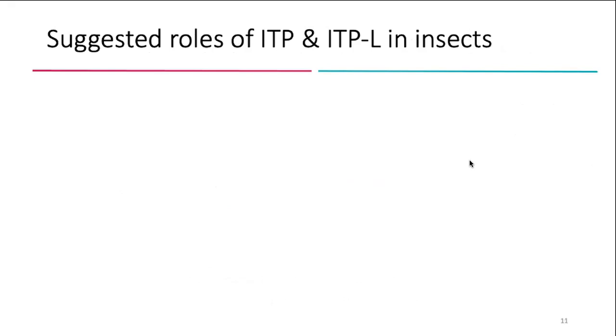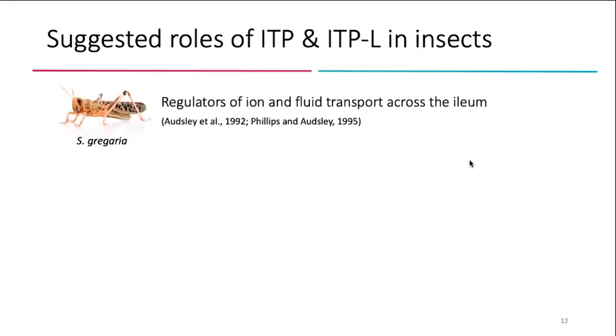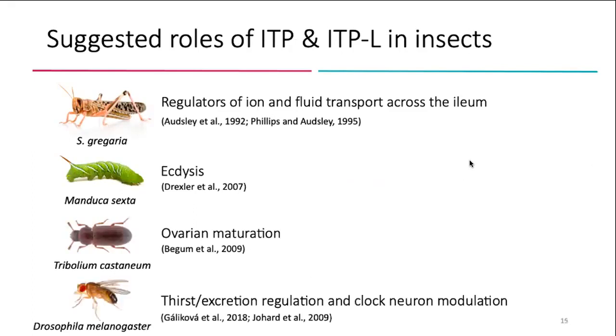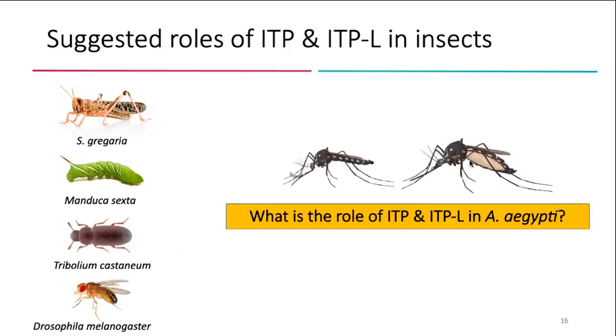While studies examining the role of ITP and ITP-L are limited, studies have suggested functions of both peptides as regulators of ion and fluid transport across the ileum of the desert locust, in ecdysis in the Manduca sexta, in regulating ovarian maturation in the red flour beetle, and in regulating thirst and excretion and clock neuron modulation in the Drosophila melanogaster fruit fly. However, to date, the role of either ITP or ITP-L has not been elucidated in the Aedes mosquito.